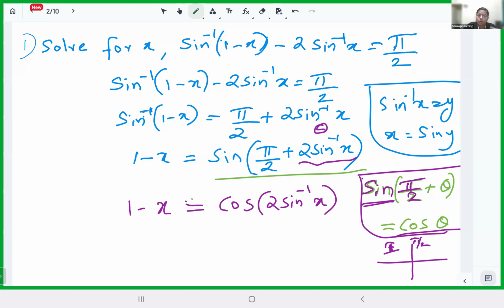And we need the value of x. So I am taking that x to the other side and cos 2 sine inverse x to the left side. So 1 minus cos 2 sine inverse x is equal to x. If I take minus x to the other side, it will become plus x. Again, now we want to apply another identity.